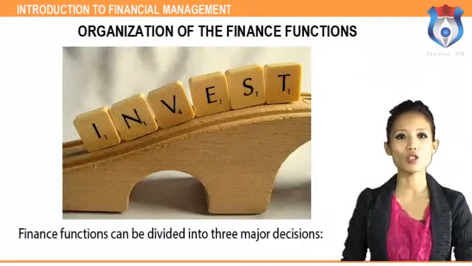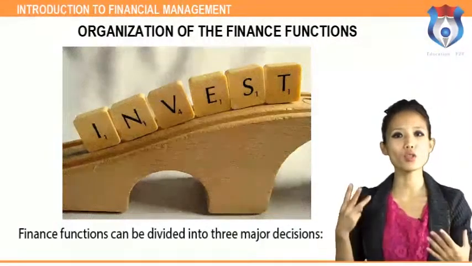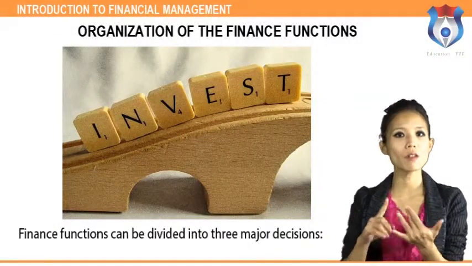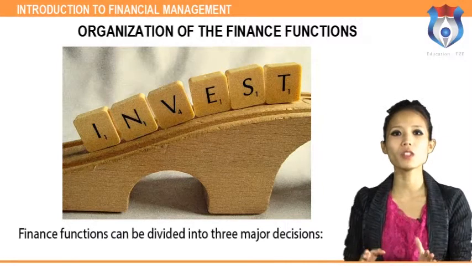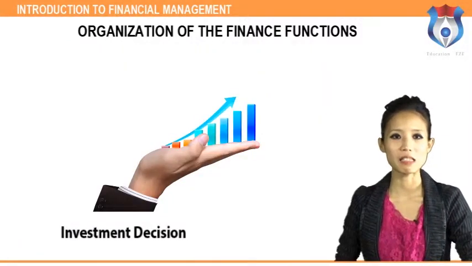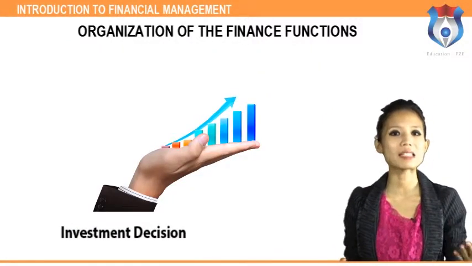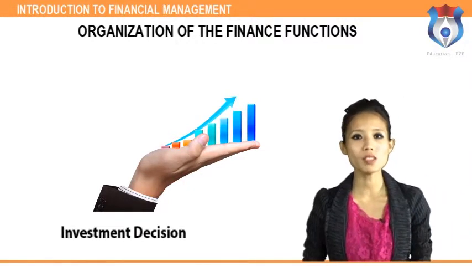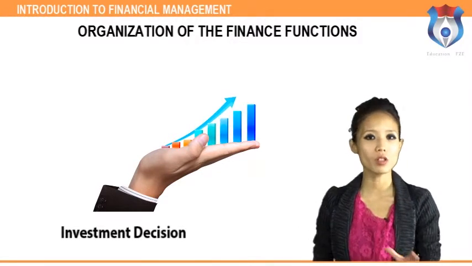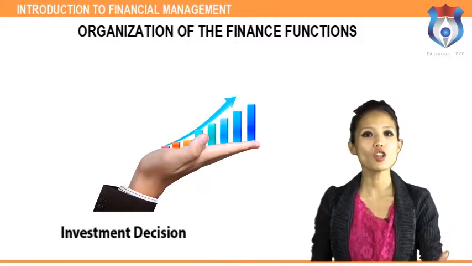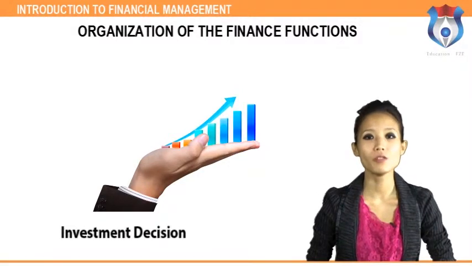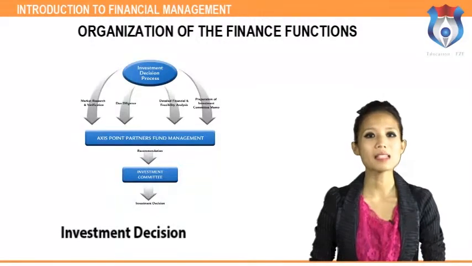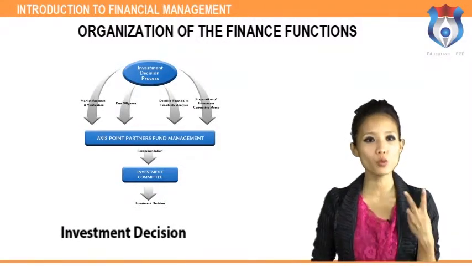Organization of the finance function. The finance function can be divided into three major decisions which the firm must make, namely the investment decision, the finance decision, and the dividend decision. Investment decision. It relates to the selection of assets in which funds are invested by the firm. Assets fall into two categories: long-term assets which yield return over a period of time in future, and short-term current assets which are convertible into cash in the normal course of business, usually within a year.